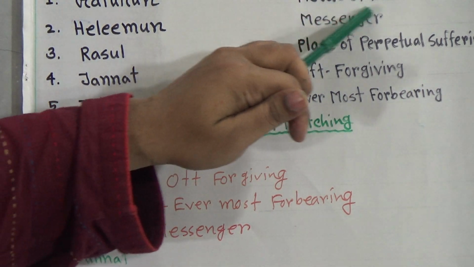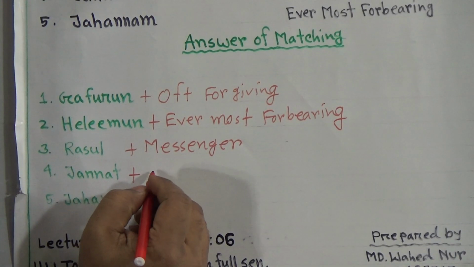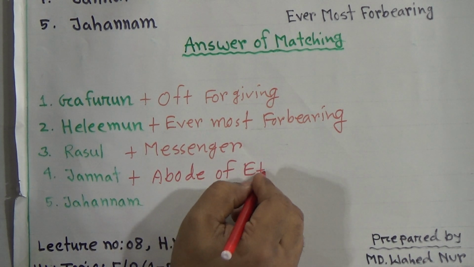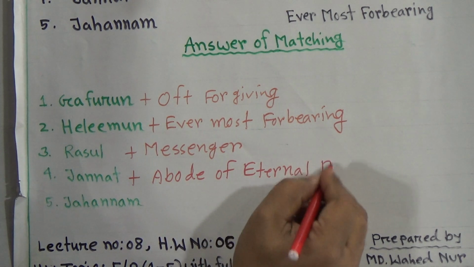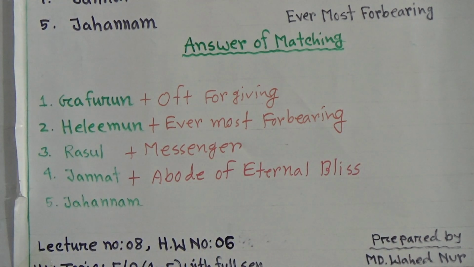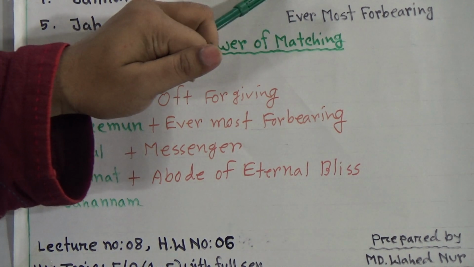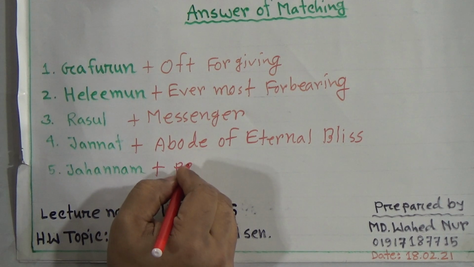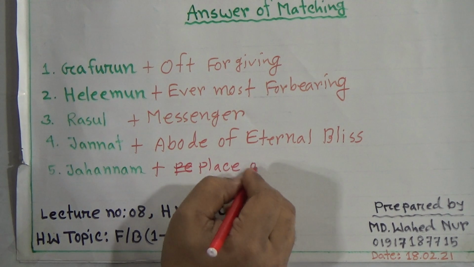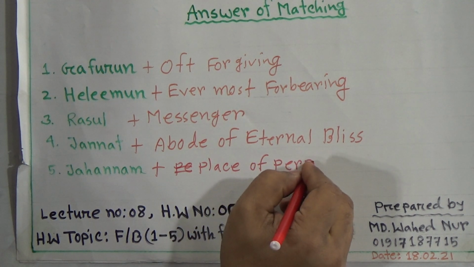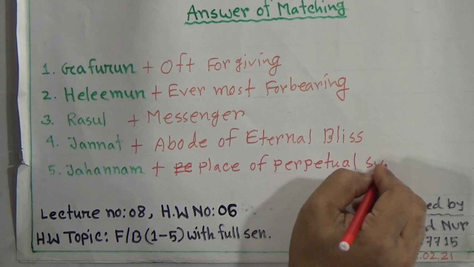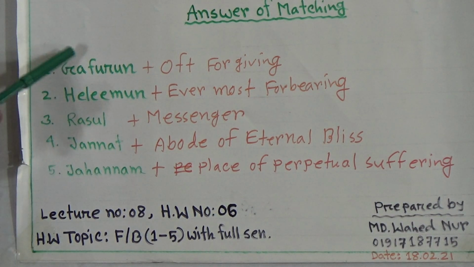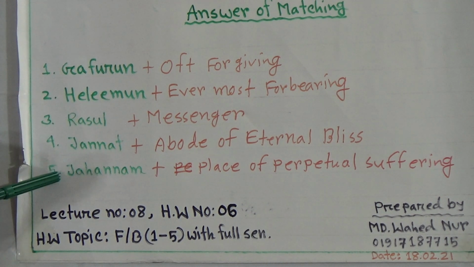And now number four, Jannat. Jannat plus abode of eternal bliss. Abode means place, abode of eternal bliss. Bliss means rahmat, grace, mercy of Almighty Allah. And then last number, Jahannam. It's very easy, Jahannam, place of perpetual suffering. Perpetual means permanent. Place of perpetual suffering.